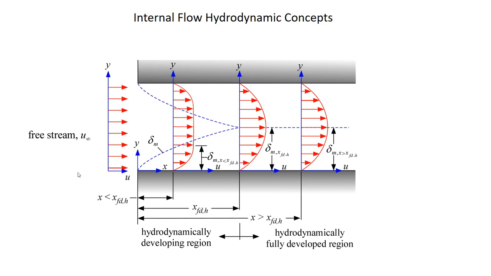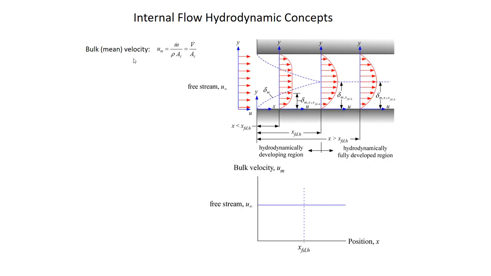And that's called the bulk or the mean velocity. So the bulk or the mean velocity is the single velocity that I can use to represent how much mass flow rate is being carried by this flow. So the bulk velocity is just the mass flow rate divided by the density times the cross-sectional area.